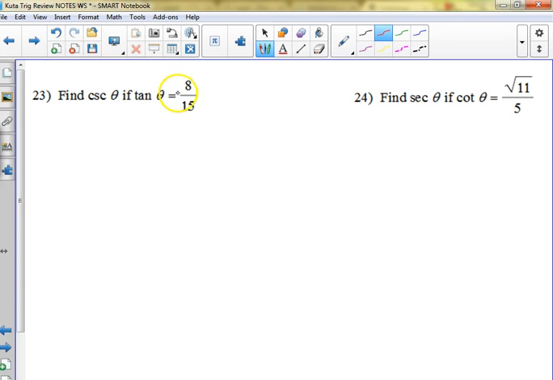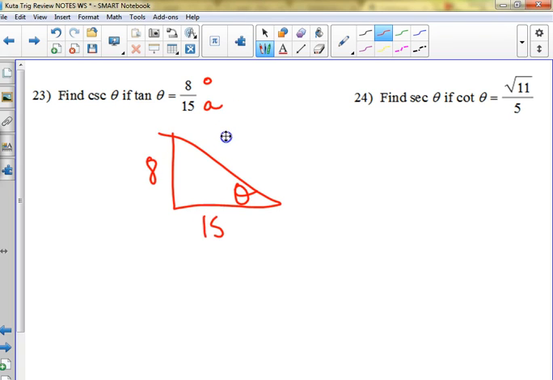This one do we have to draw? If we know this angle, we have opposite. Tangent is opposite over adjacent, right? 8, 15. We do Pythagorean theorem. Anybody? 17. So cosecant is flip of sine. Sine is opposite over hypotenuse. So this is hypotenuse over opposite. Anybody?